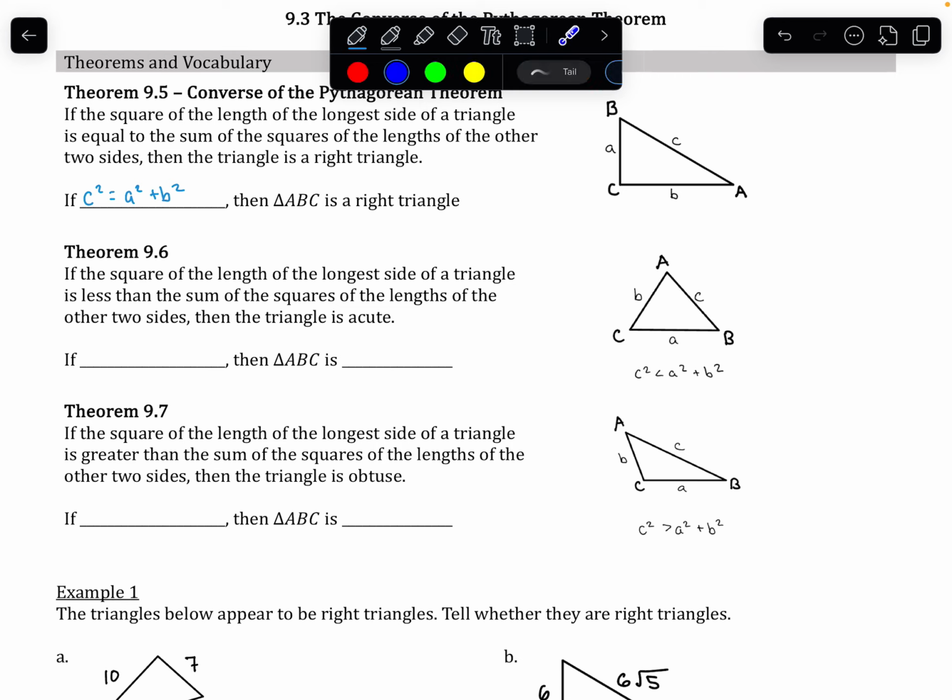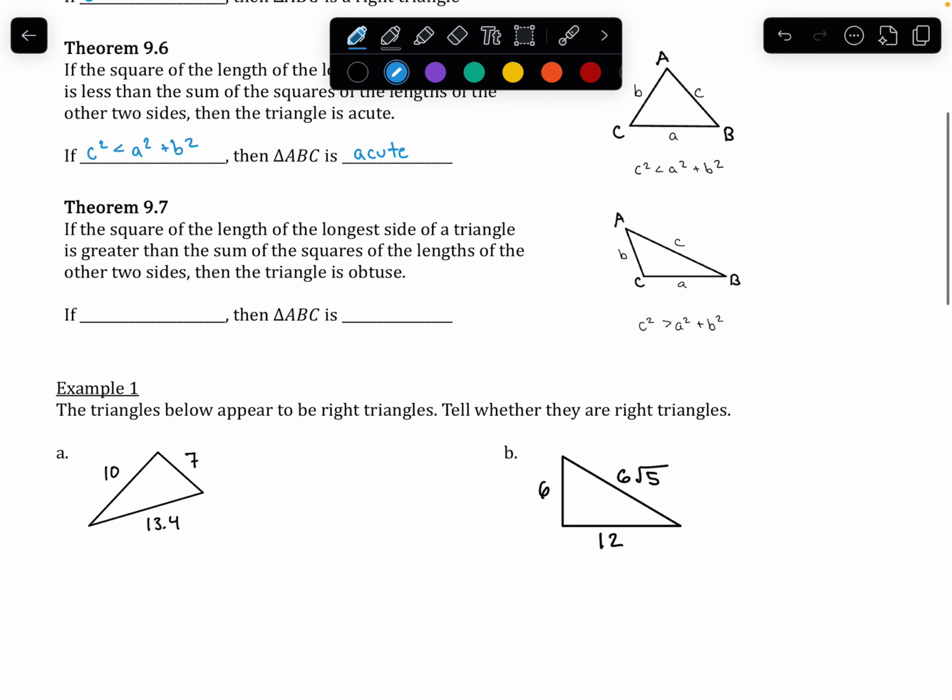Now, let's move on to Theorem 9.6. If the square of the length of the longest side of a triangle is less than the sum of the squares of the lengths of the other two sides, then the triangle is acute. So what this is saying is c squared is less than a squared plus b squared, then triangle ABC is acute. And the image on the right also represents that.